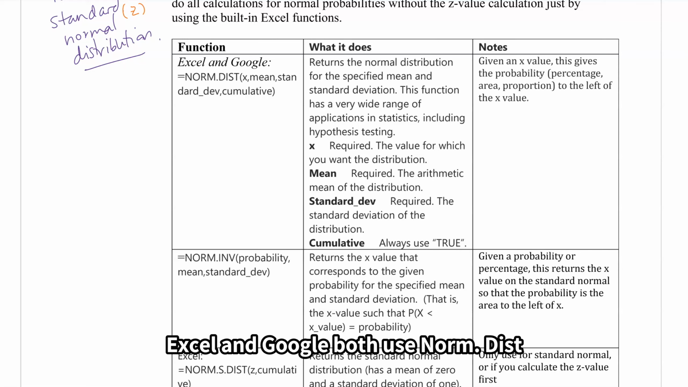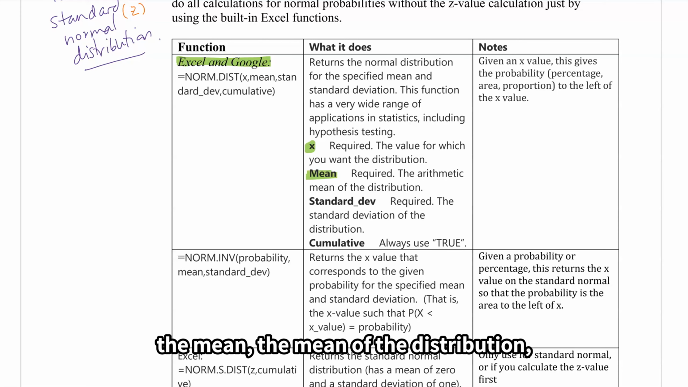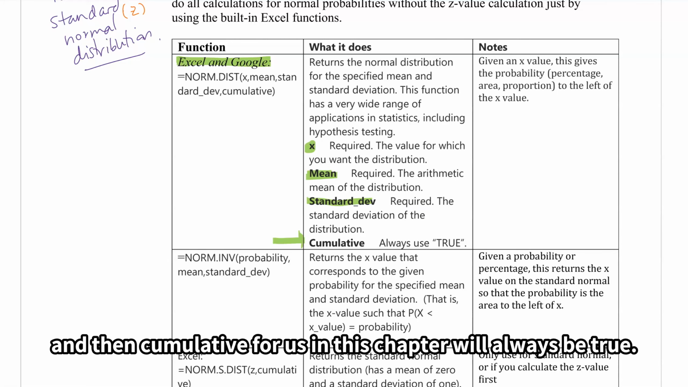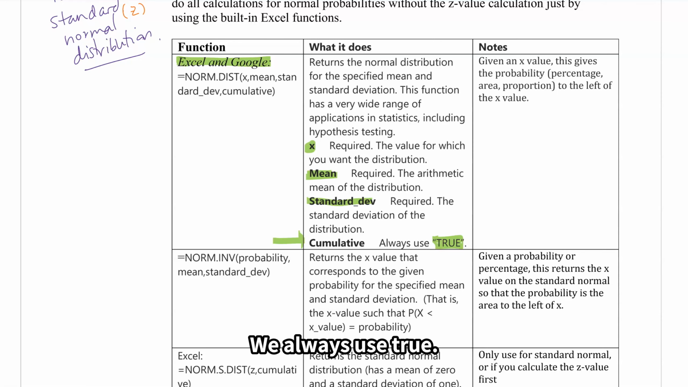Excel and Google both use norm.dist, and then they ask for an x value, the value where you want the distribution, the mean of the distribution, the standard deviation of the distribution, and then cumulative, which for us in this chapter will always be true. We are never going to use the false in chapter 6. We always use true.